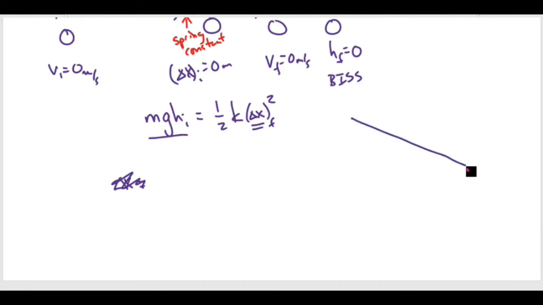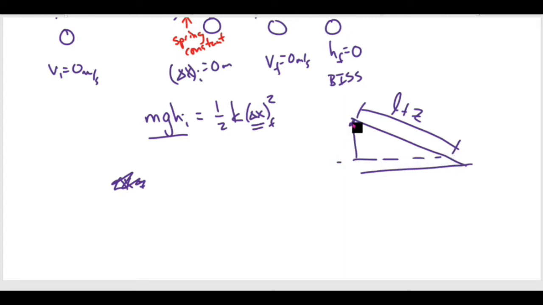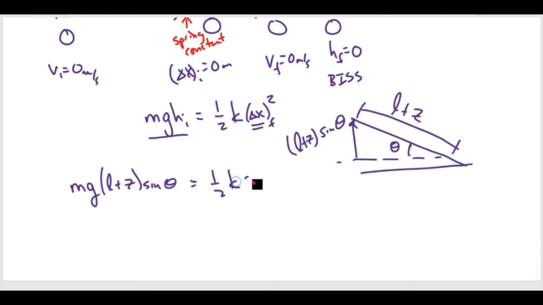So the object's at a slant right here. I know that the mass is going to be moving a distance of L plus z. So my initial height, if that angle there is theta, would be (L plus z) times the sine of theta. And so my initial potential energy is mg times my height, which is (L plus z) sine theta. And that's going to be equal to 1/2 k times z squared, since z is how much the spring actually compresses.